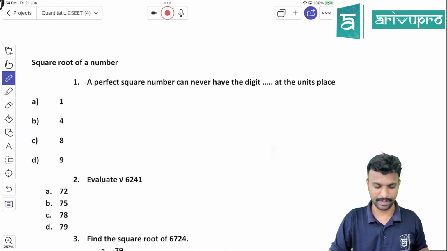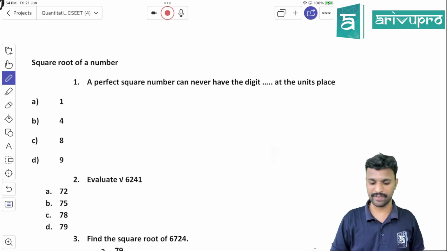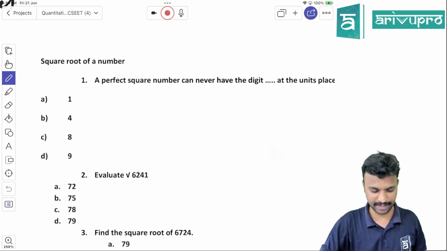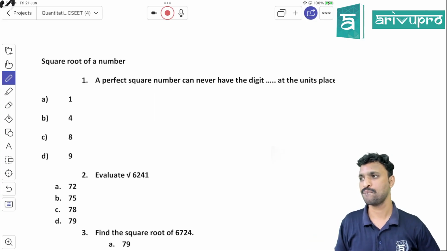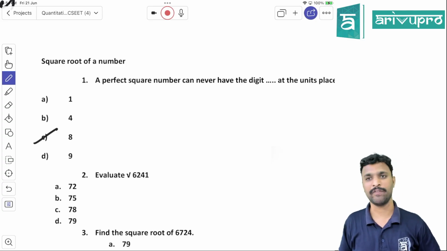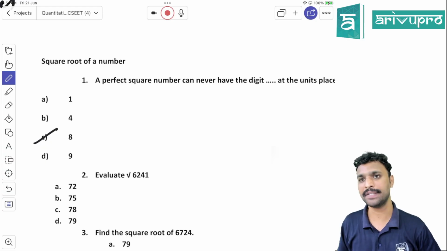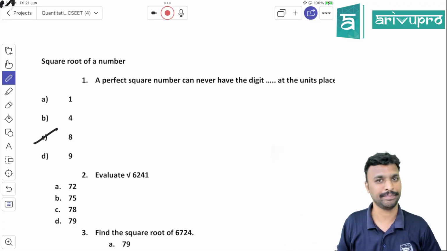Take this example. A perfect square number can never have which digit at the units place? 8. It can have 1, 4, 9, but it cannot have 8. It also cannot have 2, 3 or 7. Yes or no? Among the given digits, 8 is the right answer.